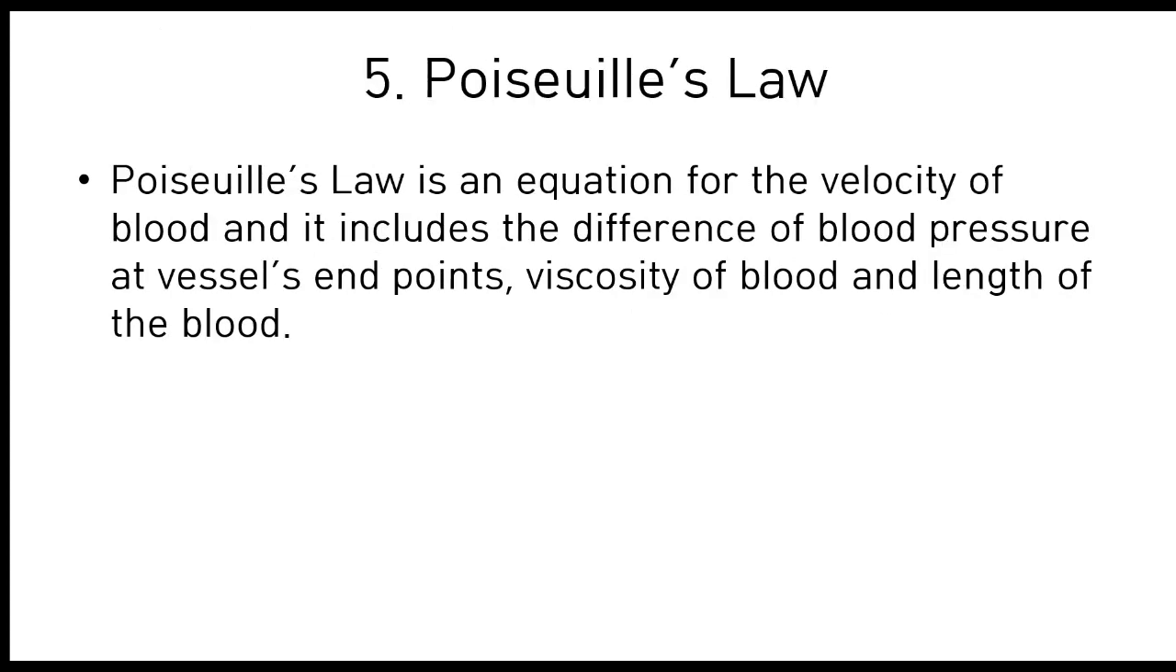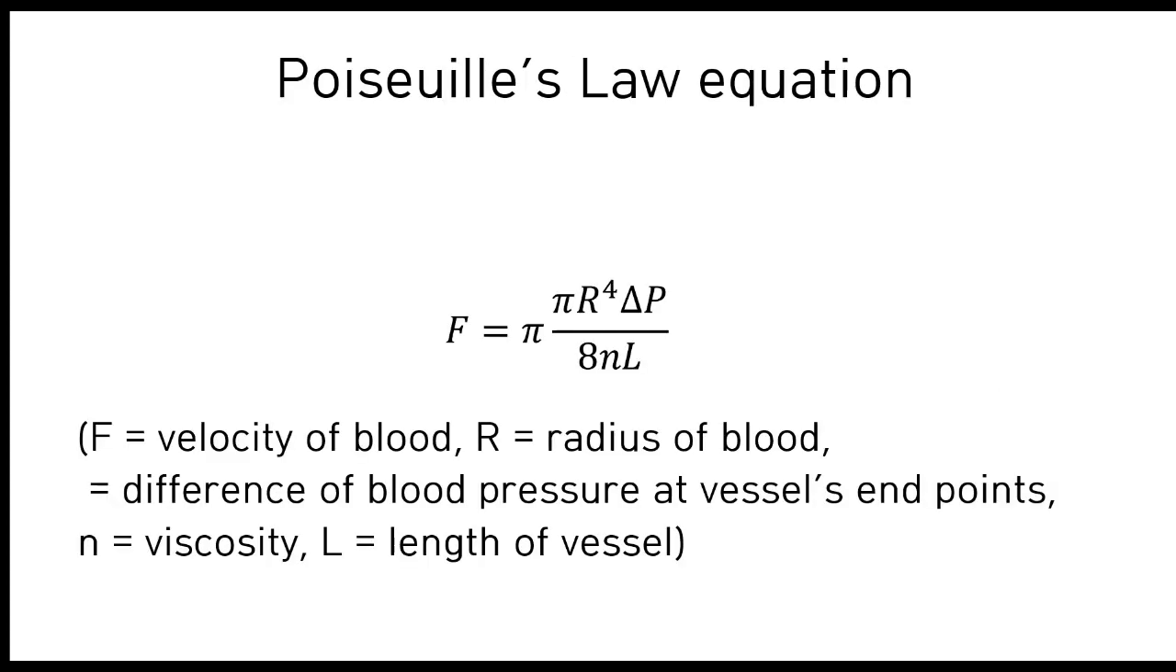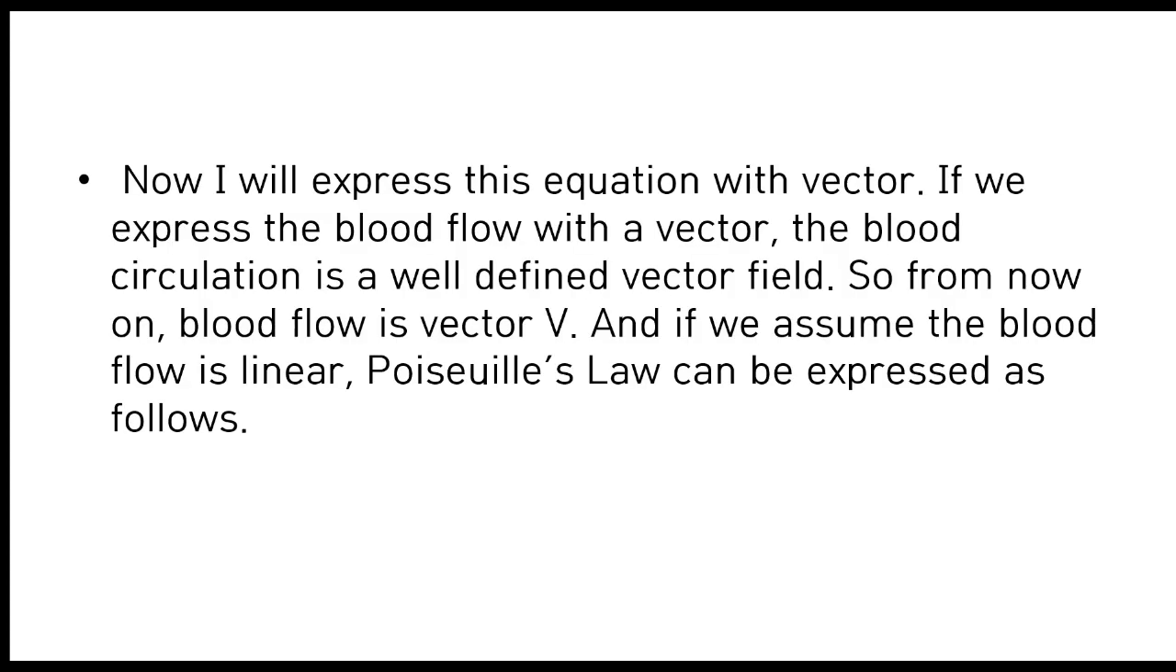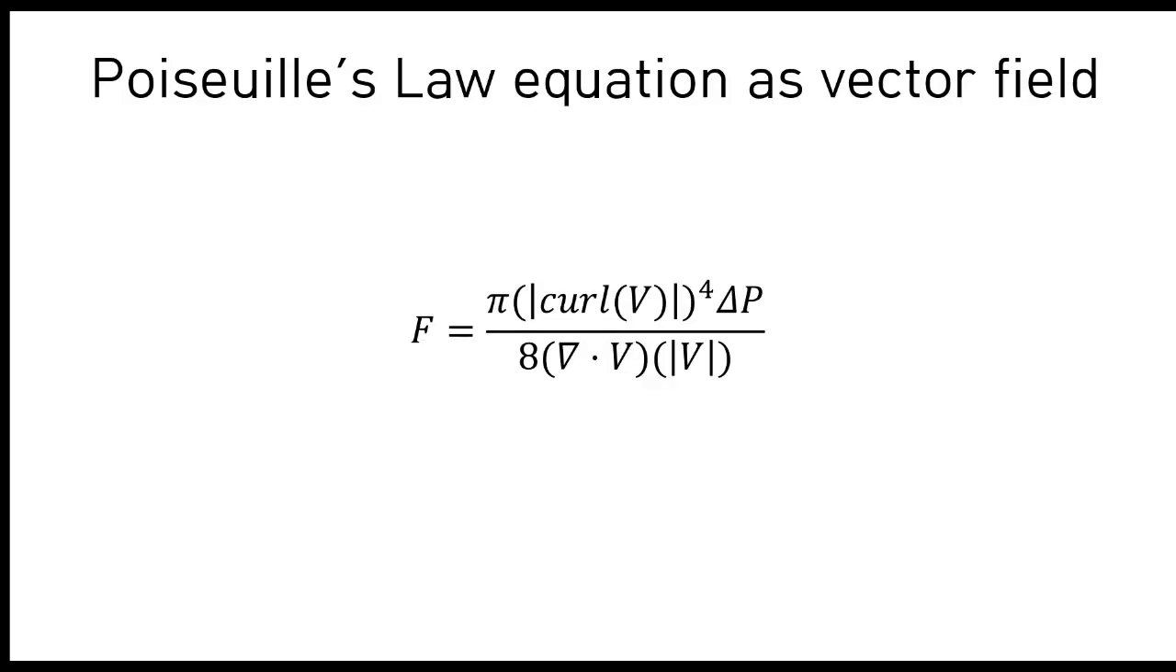Poiseuille law. Poiseuille law is an equation for the velocity of blood, and it includes the difference of blood pressure at vessel's endpoints, viscosity of blood, and length of the vessel. Poiseuille law equation is like this, and now I express this equation with vector. If we express the blood flow with a vector, the blood circulation is a well-defined vector field. So from now on, blood flow is a vector, and if we assume the blood flow is linear, Poiseuille law can be expressed as follows.